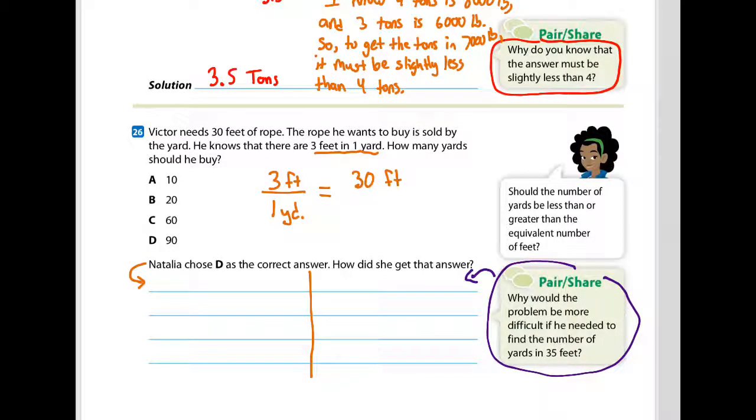So what I'm going to do is just multiply. I know 3 times 10 gets us 30, right? So to get my answer, I would multiply 1 yard by 10. And that will get us 10 yards, which is the answer, A. Okay, so if you had it wrong, you do want to pause it and fix that part. But if you had it right, maybe you did a ratio table, whatever you did is fine. So far, so good. Now the question is, it says, Natalia chose D as the correct answer. How did she get that answer?